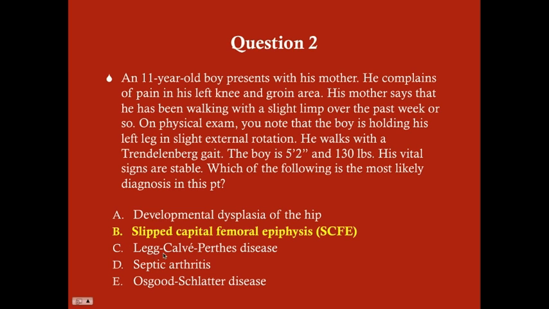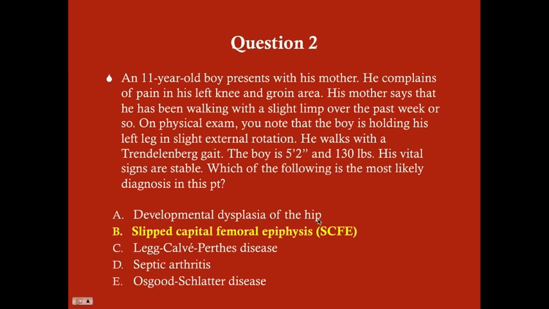Now, this could be Legg-Calvé-Perthes disease. However, the fact that he's on the older end makes it more likely to be SCFE, and the fact that he's obese makes it more likely to be SCFE. However, if the question were which of the following is the best next diagnostic step for this patient, it would be an X-ray, a hip X-ray.